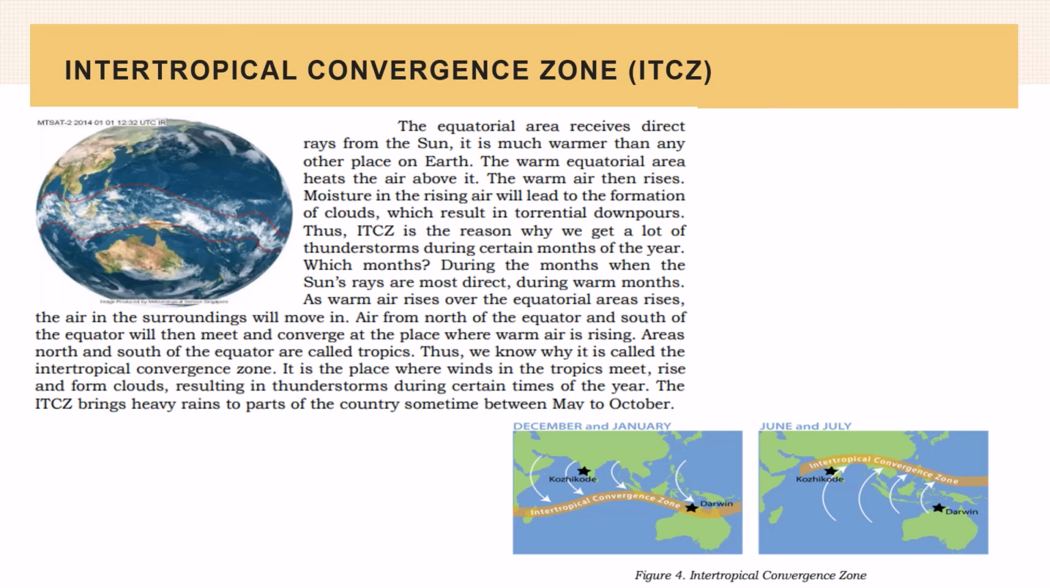As warm air rises over the equatorial areas, the air in the surroundings will move in. The air from north of the equator and south of the equator will then meet and converge at the place where warm air is rising. Areas north and south of the equator are called tropics. Thus, we know why it is called the intertropical convergence zone. It is the place where winds in the tropics meet, rise, and form clouds resulting in thunderstorms during certain times of the year. The ITCZ brings heavy rains to parts of the country sometime between May to October.